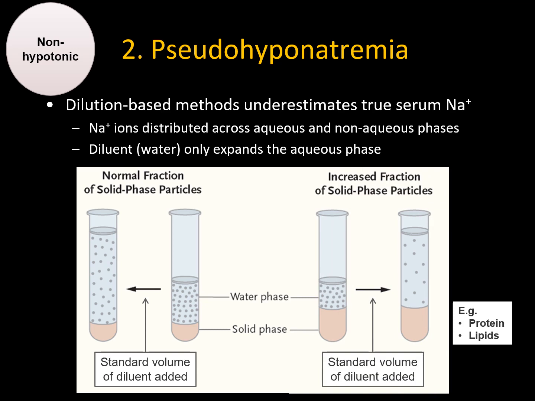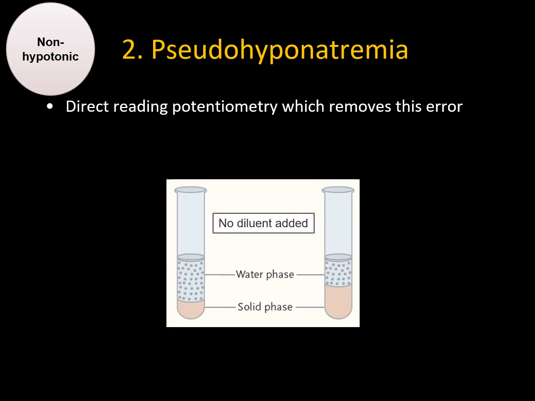In conditions which result in an increased fraction of solid phase particles, such as multiple myeloma with an increase in the protein phases, or hyperlipidemia with a lot of lipid in this phase, when a standard volume of diluent is added, this results in a lower than expected serum sodium measured in the lab. Most labs nowadays do a direct reading with no diluent added. This removes the error of pseudo-hyponatremia.